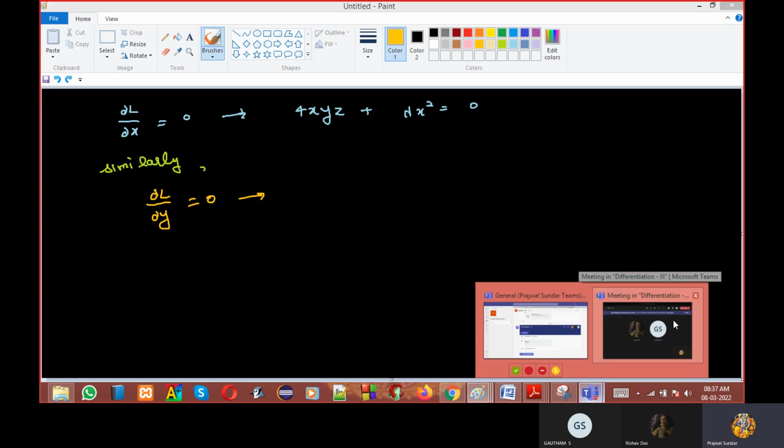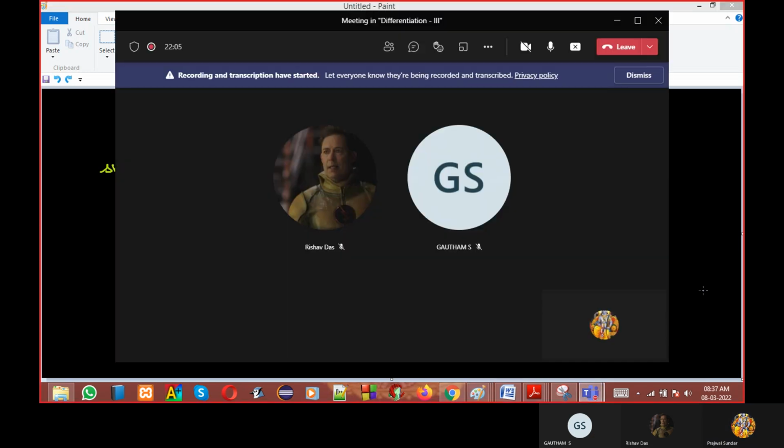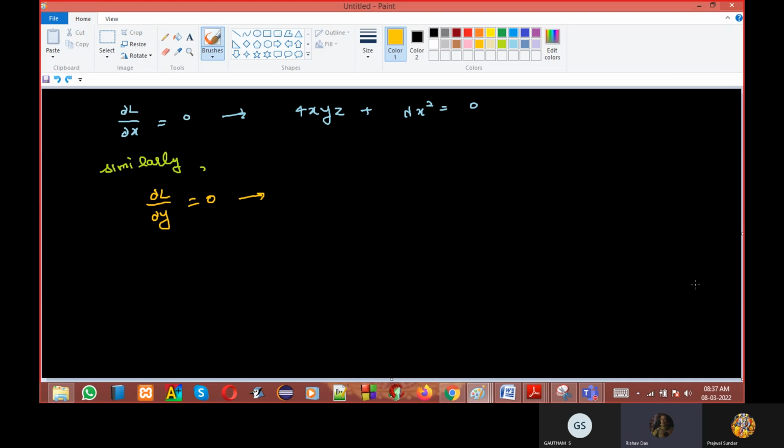Come on, why no response? Rishabh, Gautam, tell me what you will get. 4xyz plus lambda y squared. That's it. I told you, just see the pattern. Do the same thing only.